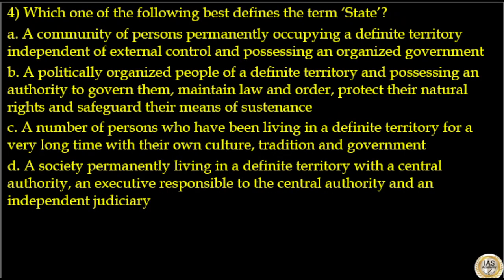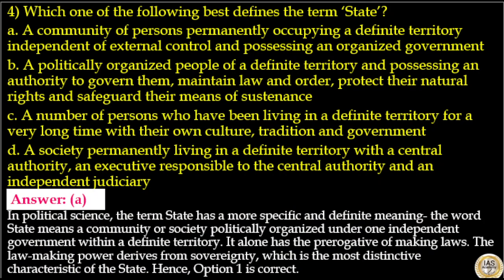Which one of the following best defines the term state? Option A is a community of persons permanently occupying a definite territory, independent of external control and possessing an organized government. That is correct. Since all other options don't mention independence of external control, we can choose the answer as option A. So, here the answer to this question is option A.